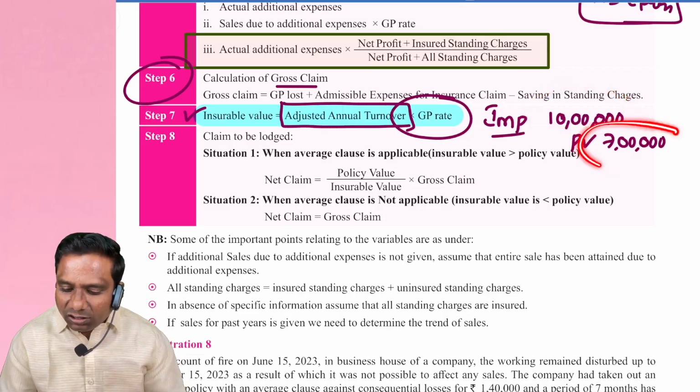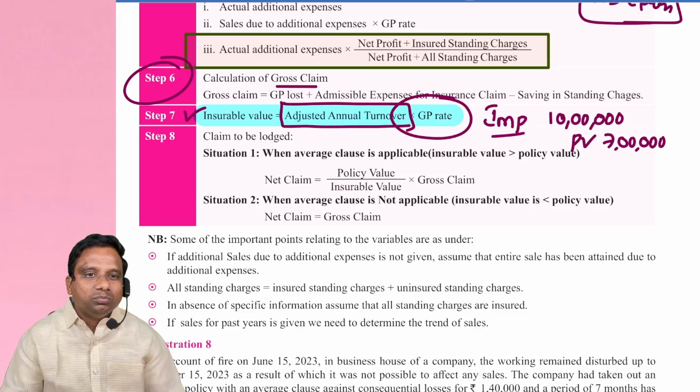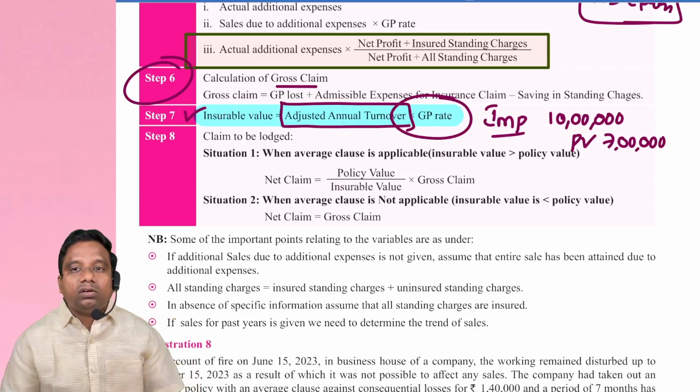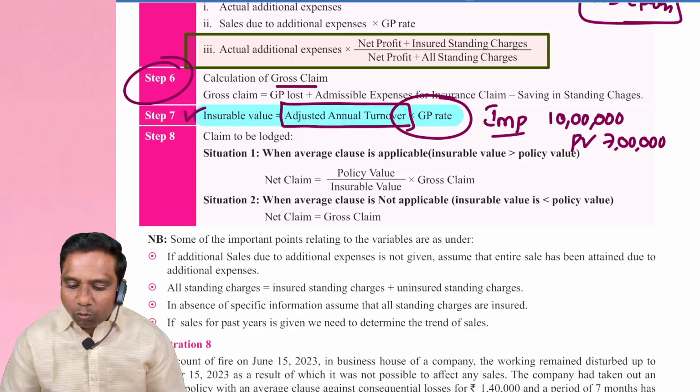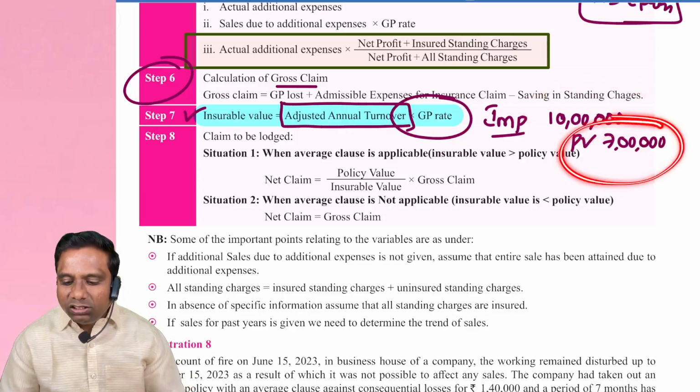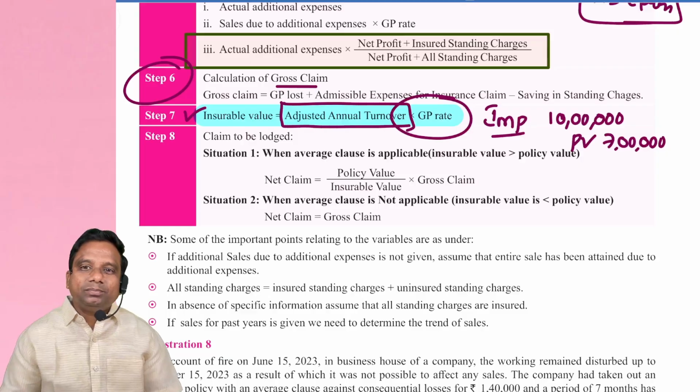So you people tell me, actually insurable value is how much? 10 lakhs. Whereas the policy value is how much? 7 lakhs. Means average clause applicable or not? Yes, sir. Actually, you are supposed to take policy for 10 lakhs now, but you have taken policy only for 7 lakhs. So, average clause is applicable.